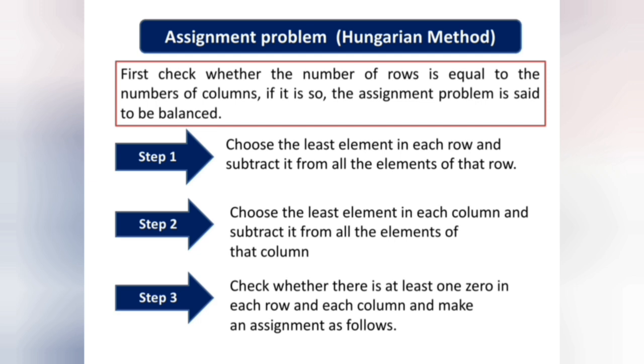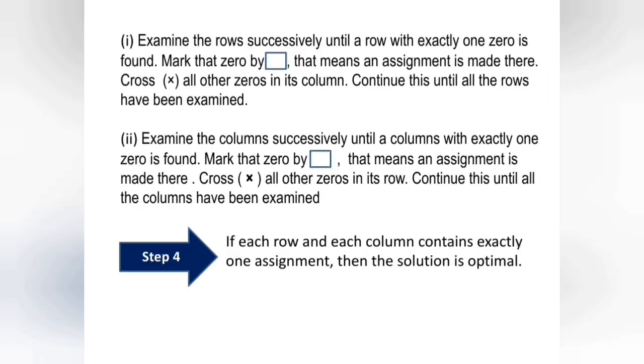Check whether there is at least one zero in each row and each column, and make an assignment by the following procedure. First, examine the rows successively until a row with exactly one zero is found. Mark that 0 with a rectangular box, which means an assignment is made there, and cross out the other zeros that lie in that particular column. Continue this process until all the rows have been examined.